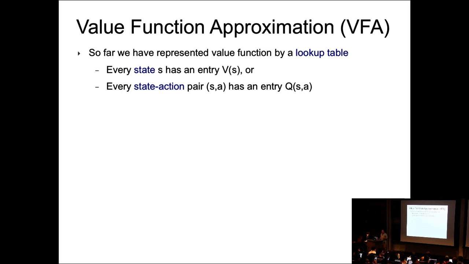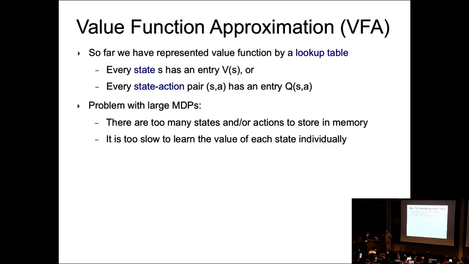What we're going to do is use something called value function approximation. So far, we've looked at representing our value function via a lookup table, right? Every state S has an entry V(s), and every state-action pair (s, a) has an entry Q(s, a). That's what we've been doing so far. These are traditional reinforcement learning methods. Everything is discrete, and we assign a value for every single state or every single state-action entry.